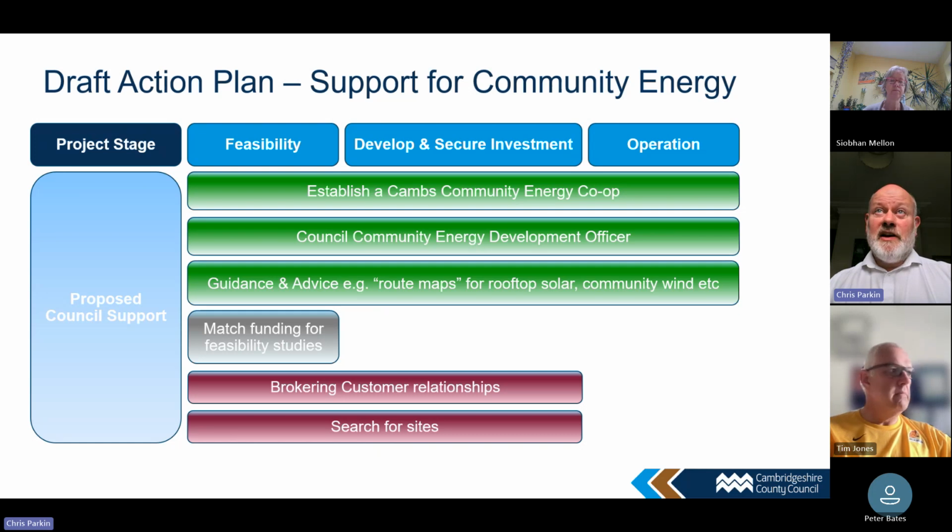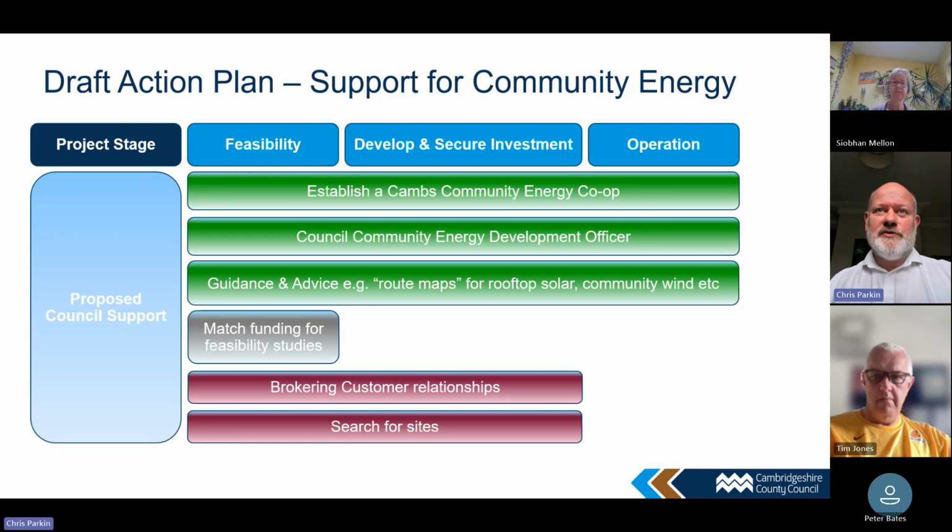And then the last couple of ideas on support for community energy, in a kind of purist sense, are brokering customer relationships. So this is looking at matching community energy groups with local schools or potentially local council-owned buildings that might be suitable hosts for rooftop solar, and suitable customers to buy electricity from them. It could also include local businesses potentially.